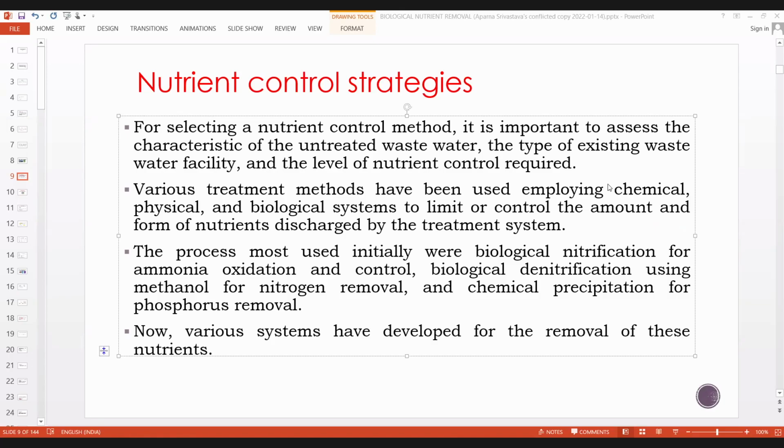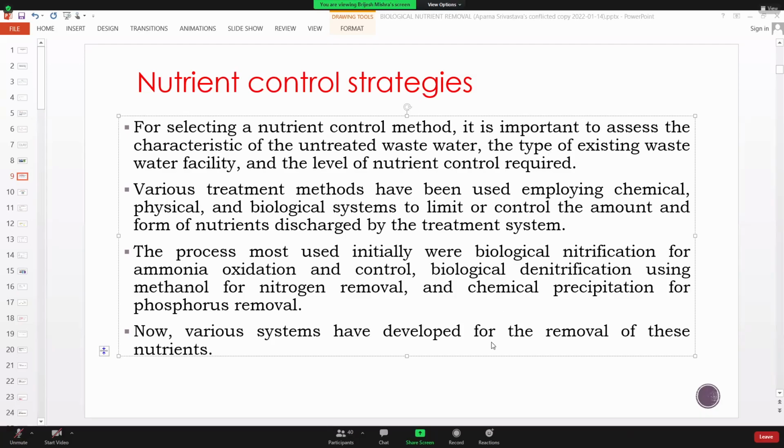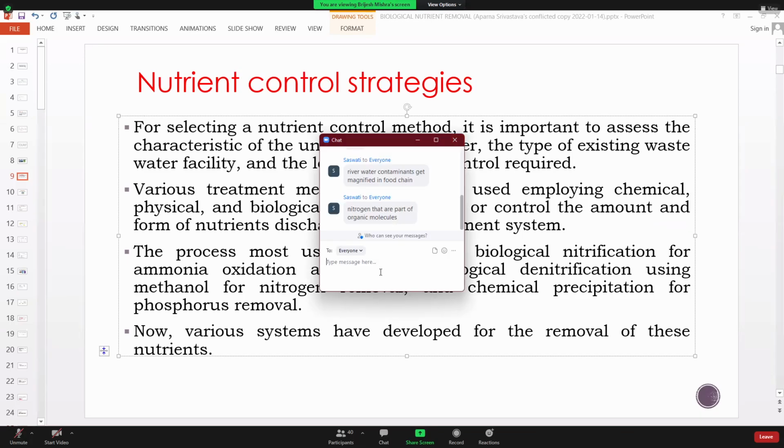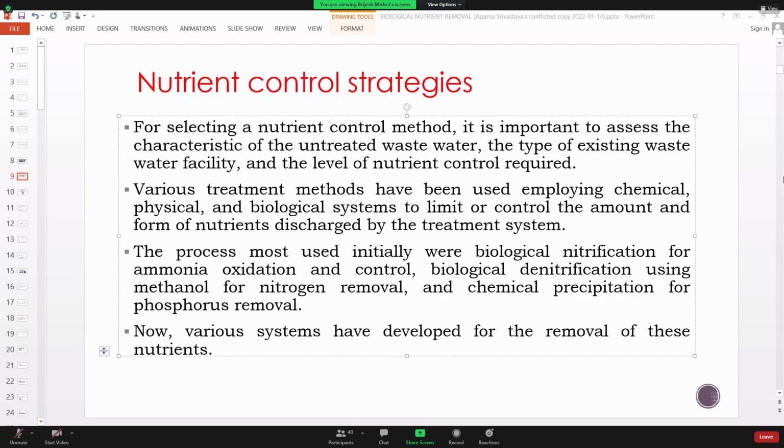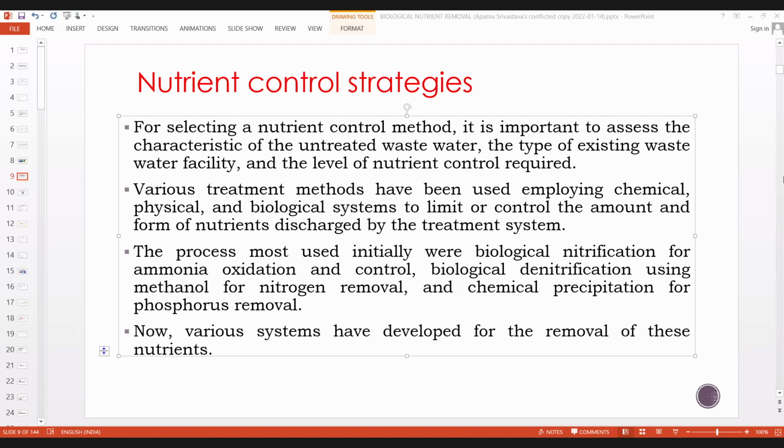And in the lab, I think you people have an idea what is TKN? What is TKN? Free plus organic ammonia. Total Kjeldahl nitrogen. It consists of which type of nitrogen? Free plus organic. Ammonia plus organic. So you must have an idea, then only you can understand which treatment technology we are going to use.